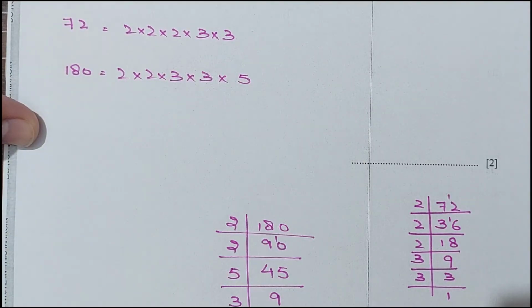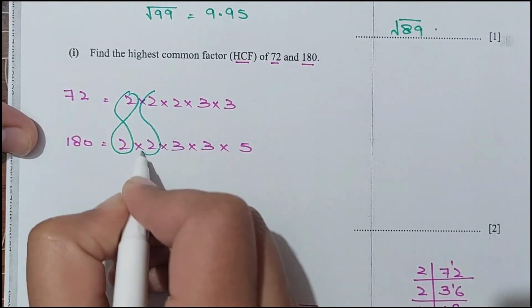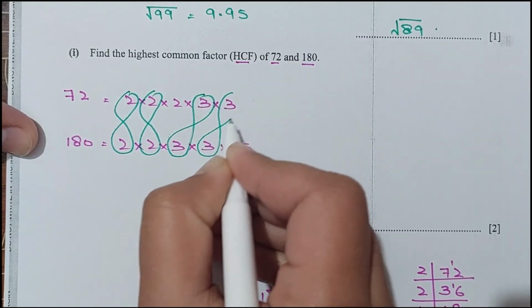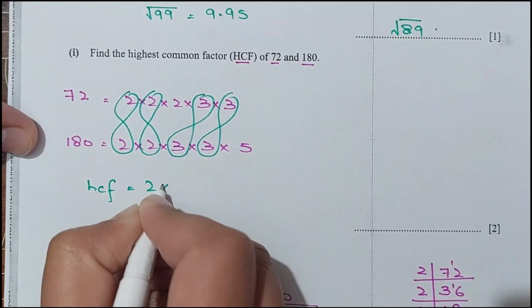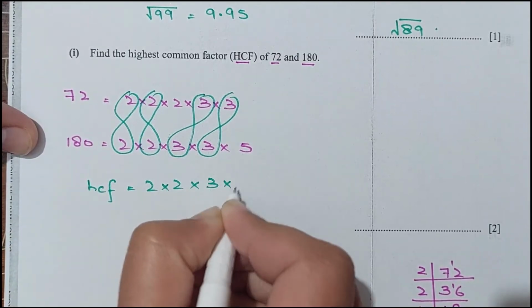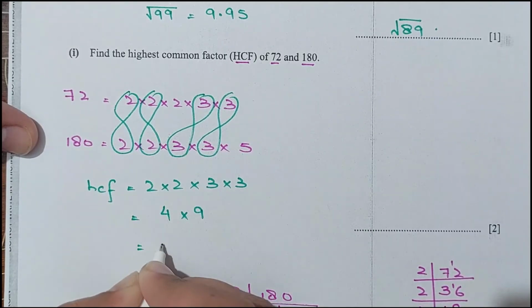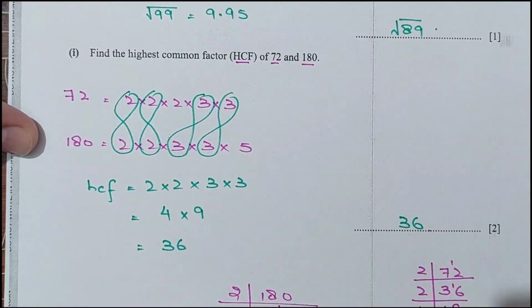For highest common factor, we have to pick the common factors only. So you can see 2 is common, this 2 is common, the 3 is common, and this 3 is common, right? So we can say HCF becomes 2 into 2 into 3 into 3. So 2 times 2 is 4, 3 times 3 is 9, and 4 times 9 is 36. So 36 is the highest common factor.